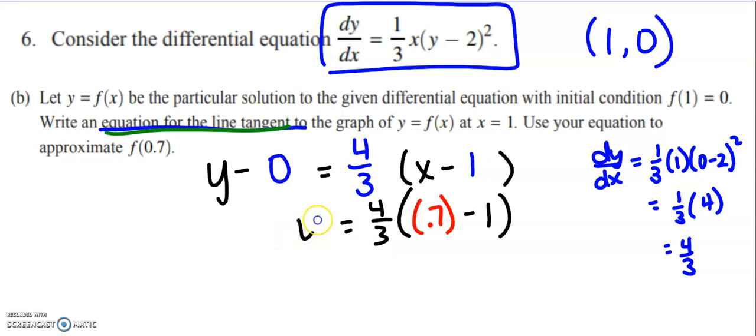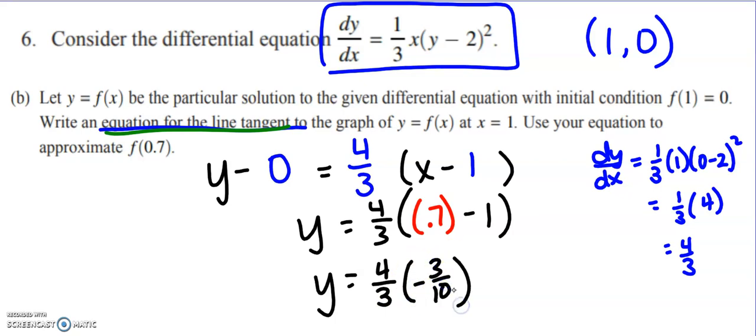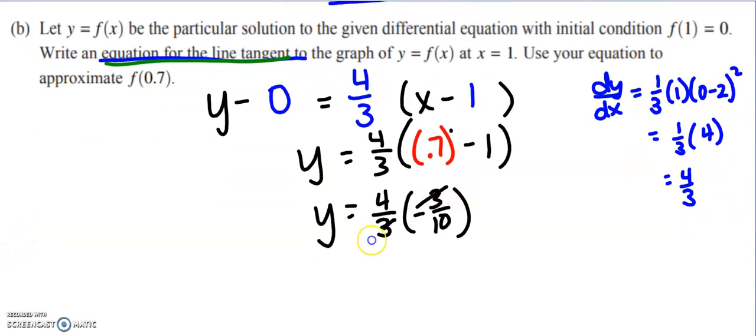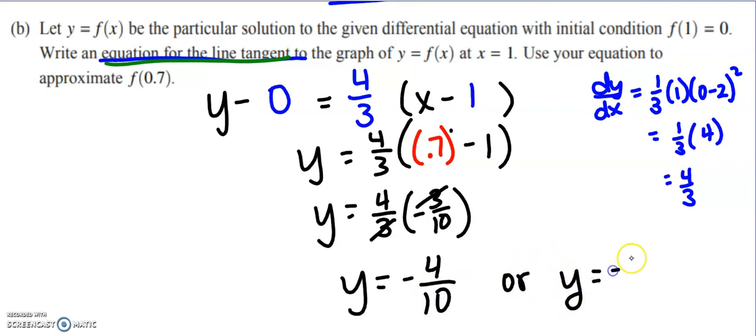Some of you might be thinking, how am I supposed to do this without a calculator? But AP is actually pretty nice. 0.7 minus 1, 7/10 minus 10/10, is going to be negative 3/10. You could write it as negative 0.3 if you would like. The 3's are going to cancel out, and I'm left with y equals negative 4/10, or you could say y equals negative 2/5.